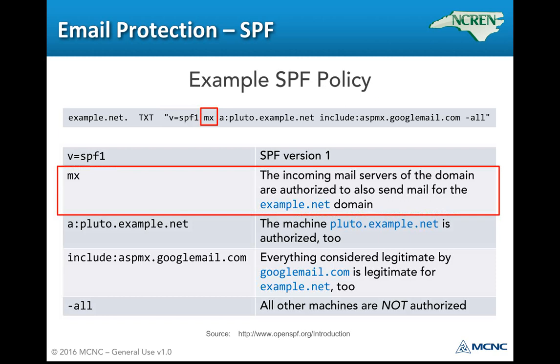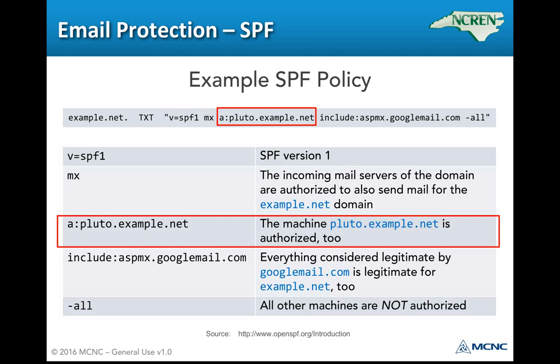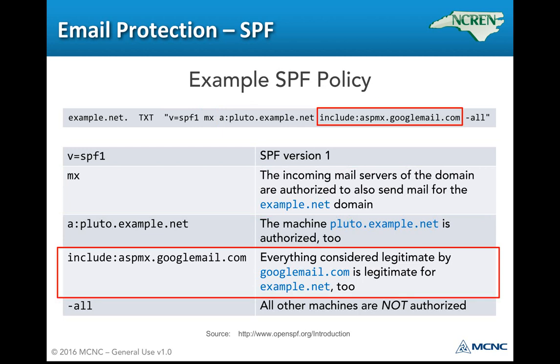If there are other servers beyond just the ones that are in the MX records, you can specify those with this A attribute. And here in this example, it's a:pluto.example.net. And so what that means is that aside from the servers listed in MX records, pluto.example.net is also authorized to send for this domain. There's an include tag, which you can specify, and what that means is that anything that would be considered legitimate for the domain listed there is also legitimate for my domain. And then the last one is this -all tag, and what that means is that all other machines are not authorized to send on behalf of this domain.